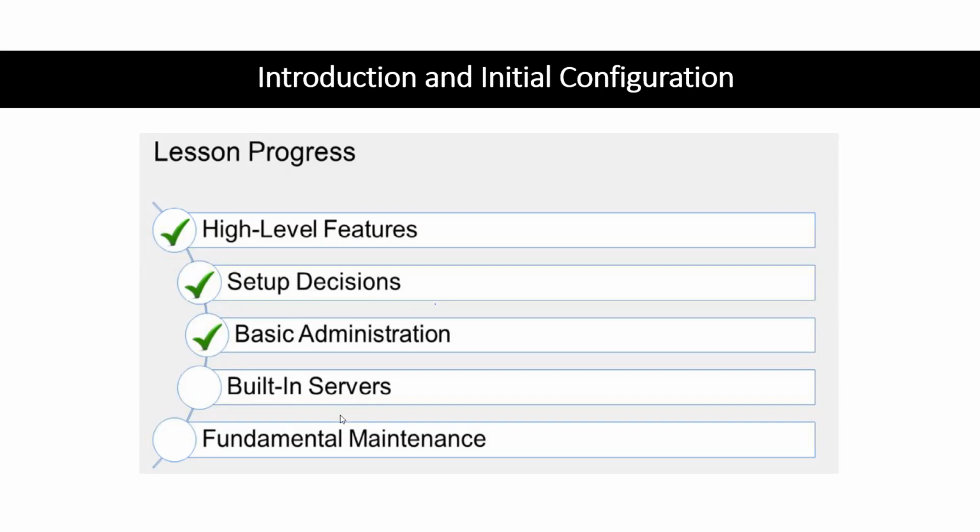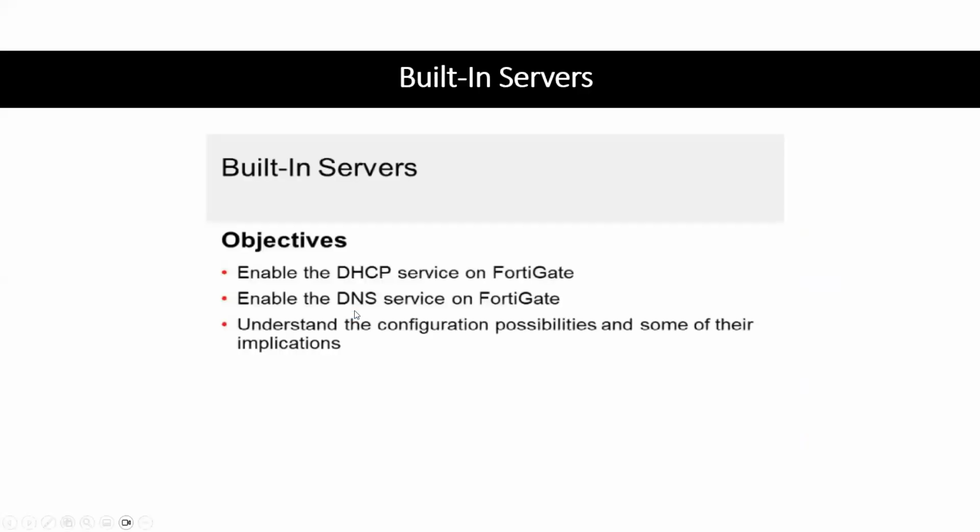We're going to talk about the different servers that are built into the FortiGate. Some of the objectives that we need to achieve going through this section are: one, enable the DHCP service on a FortiGate; two, enable the DNS service on the FortiGate, and also understand the configuration possibilities and some of their implications.